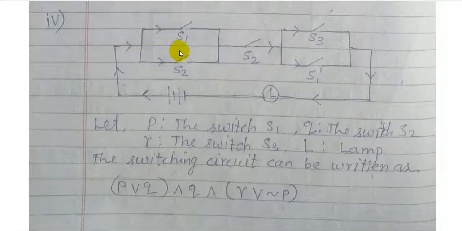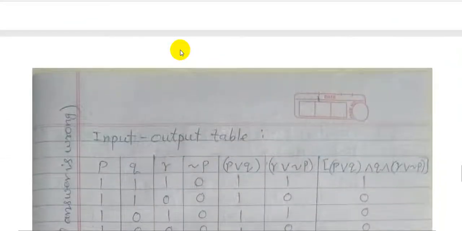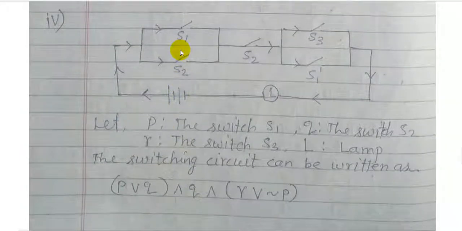For the fourth, this is the given switching circuit, S1, S2. This is one box, one set of the diagram, and they are in parallel. So S1 or S2, it is continuous in series, and this one is S3 or S1 dash, they are in parallel again, but this switch is in series. So students, attention here.